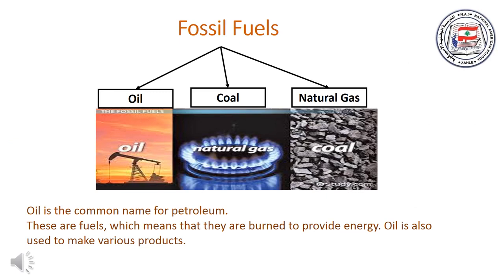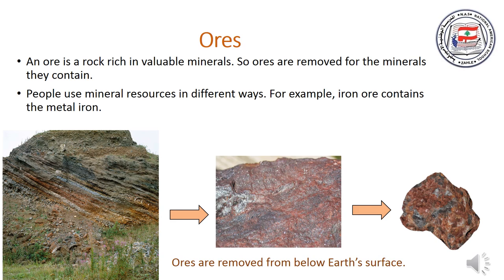These are fuels, which means that they are burned to provide energy. Oil is also used to make various products. Ores. An ore is a rock rich in valuable minerals. So ores are removed for the minerals they contain. People use mineral resources in different ways. For example, iron ore contains the metal iron.